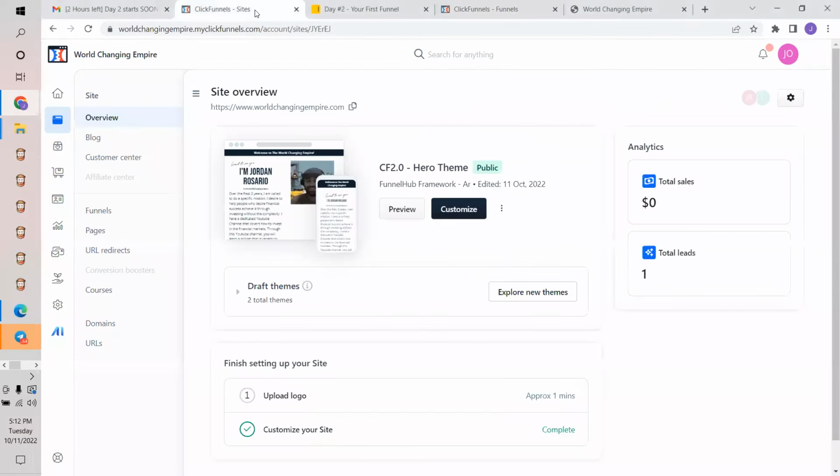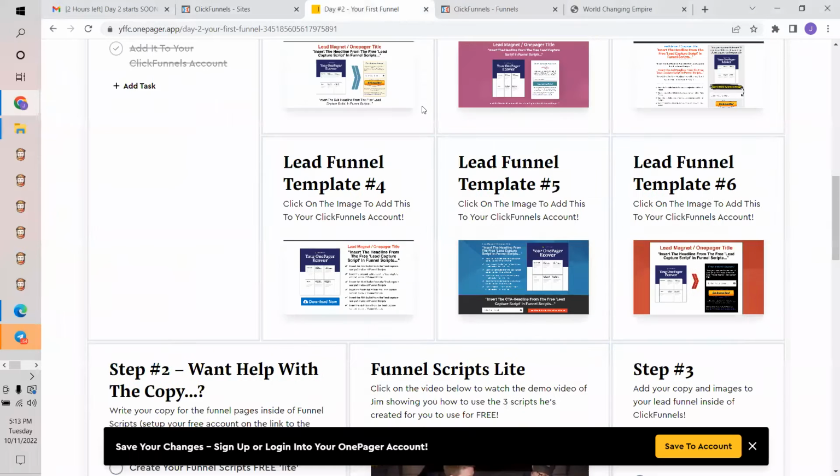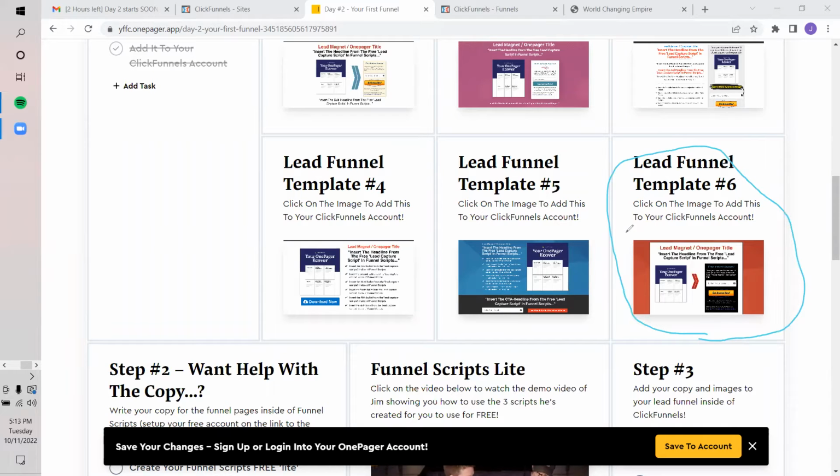Okay, so I've got my funnel template that I want to use. I chose a funnel from right over here, and I'm thinking, what would be the best? I'm going to use this one right over here. This is all part of Russell Brunson's absolutely amazing Your First Funnel Challenge. So I'm going to use that and start to create a funnel using that particular step.